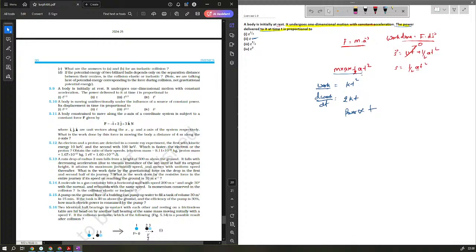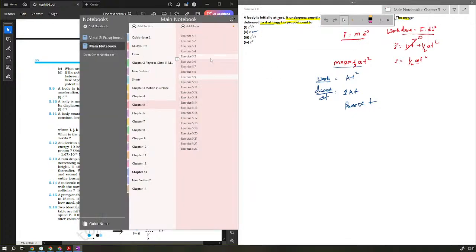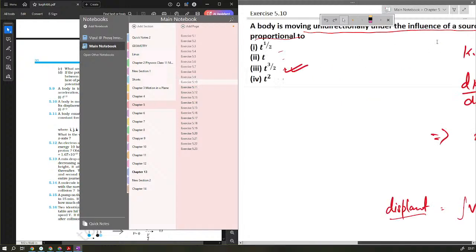Now if we take this quantity as constant, because mass is constant and acceleration is also going to be constant, then work done is directly proportional to t square, and if we take the derivative of it, then power is directly proportional to t. So the answer would be the second option in this case. That was the ninth question, now the 10th question.